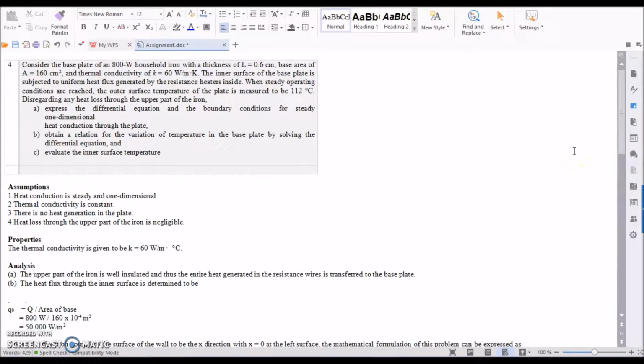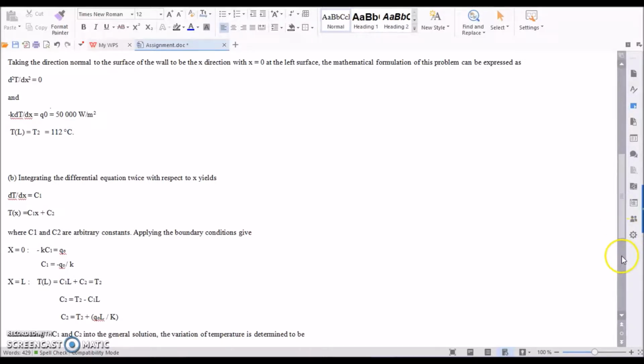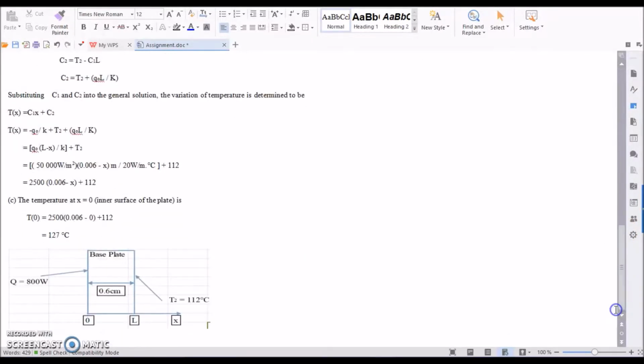So, moving on to question 4 part B. The question asks, obtain a relation for the variation of temperature in a base plate by solving the differential equation. So the question asks us to obtain a relation by solving the differential equation based on temperature. So if we look at the diagram, this diagram illustrates the question.